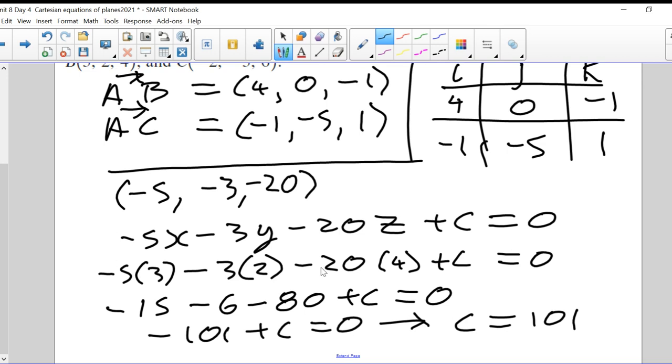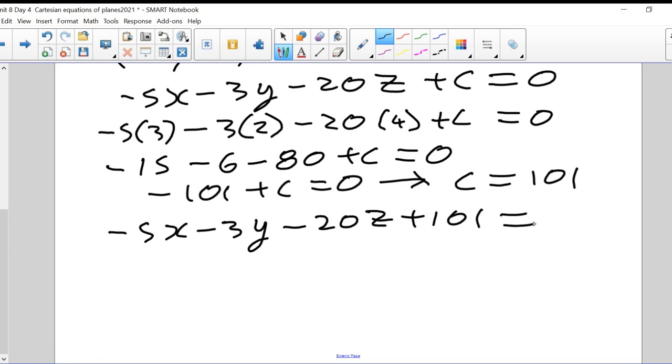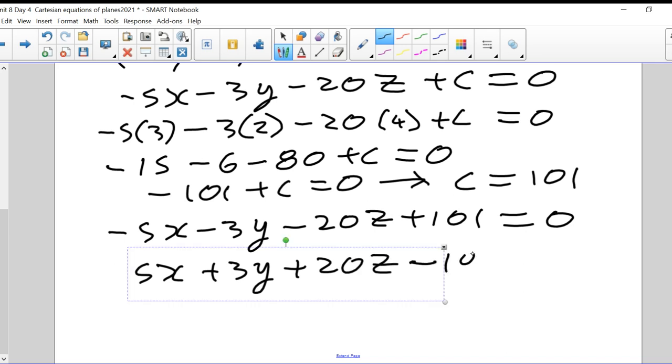All right. And I'm going to go ahead now. Hopefully somebody's trying a different set of points, by the way, and see what you get with that. And if that is the case, here's my equation: minus 5x minus 3y minus 20z plus 101 equals 0. But then I'm multiplying through now by the minus 1 to give us 5x plus 3y plus 20z minus 101 equals 0.